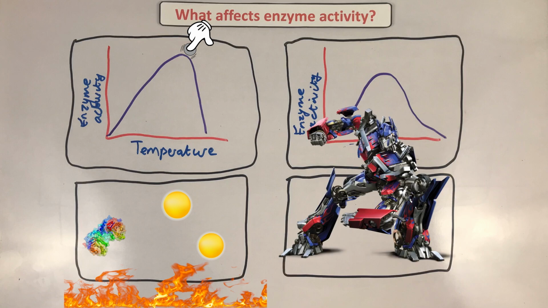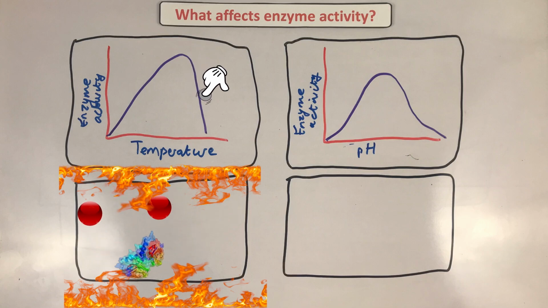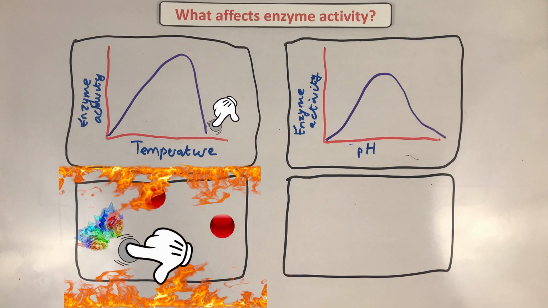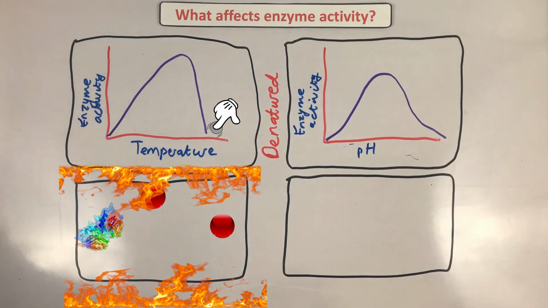Optimum, like Optimus Prime, just means the best. And then we get a decline over here. This is when we start to break the bonds in our enzyme, which changes the shape of our active site, so the substrate can no longer fit in. We have denatured our enzyme. Literally, we've taken away its nature. And the nature of an enzyme is to speed up the chemical reaction.